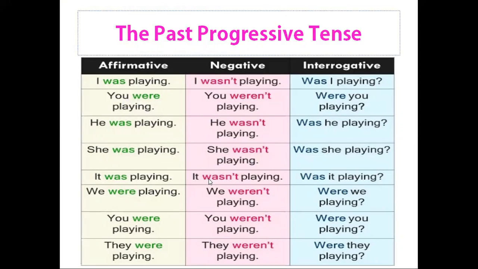It was playing. It was not playing. Was it playing? We were playing. We were not playing. Were we playing? They were playing. They were not playing. Were they playing? So this is the example for the past progressive tense or past continuous tense.